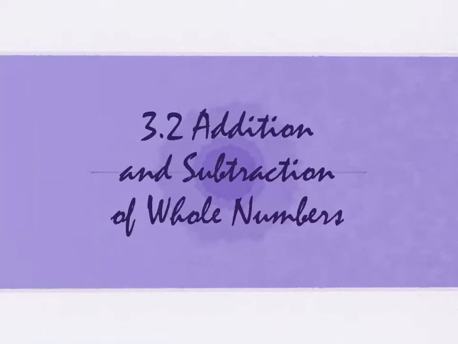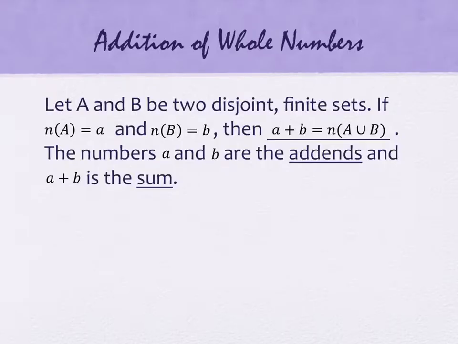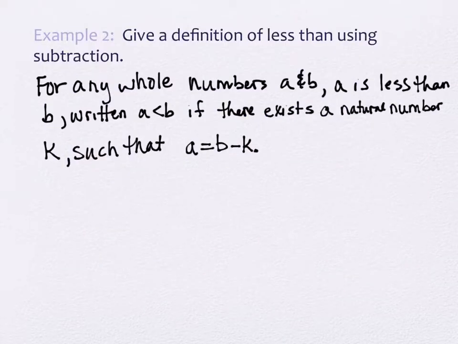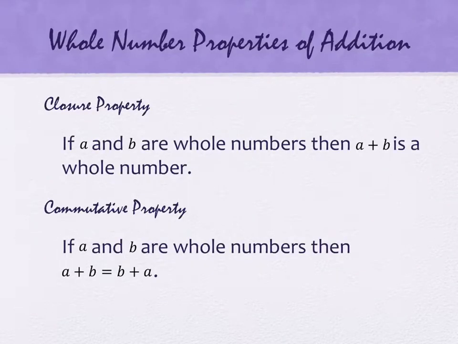Today we're going to finish up section 3.2. We had started last time talking about addition and subtraction of whole numbers, and we had gotten to the part where we were going to look at some properties. All right, there are 4 properties of whole numbers for addition.